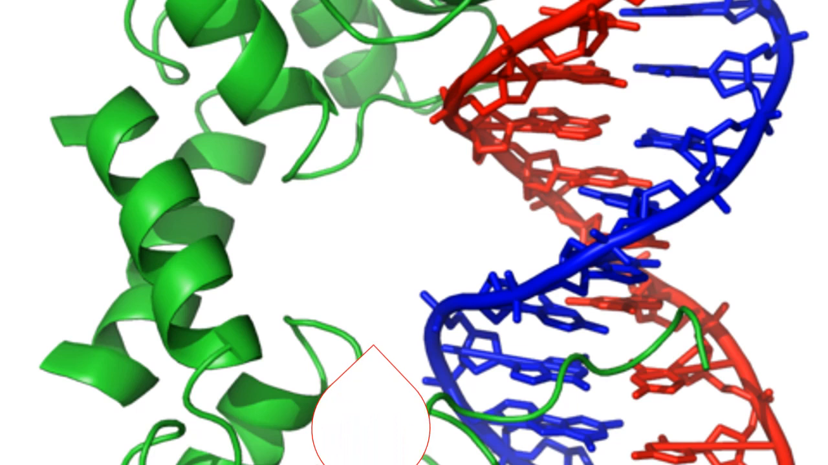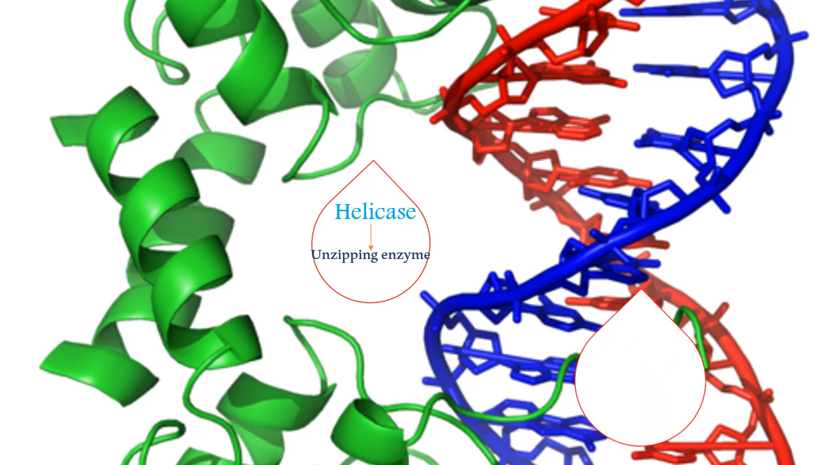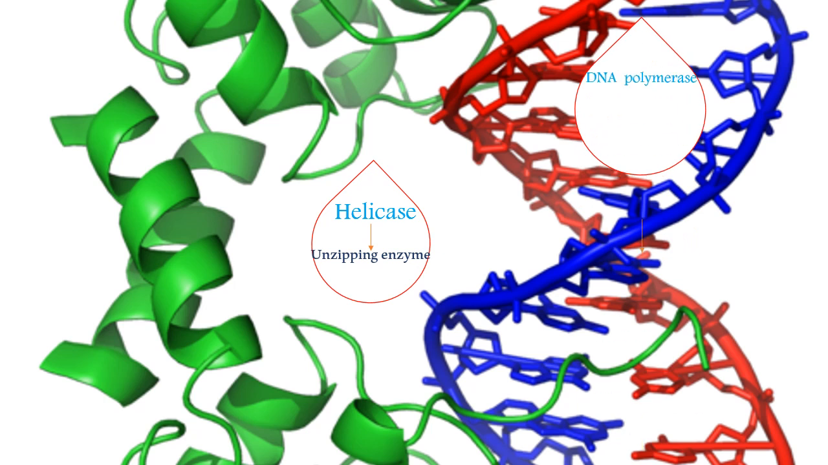The first one is called the helicase enzyme, also known as the unzipping enzyme, because it's responsible for breaking the hydrogen bonds between the nitrogenous bases in DNA. The second enzyme is called DNA polymerase and is known as the builder, because it's necessary for building the new strands of the DNA.